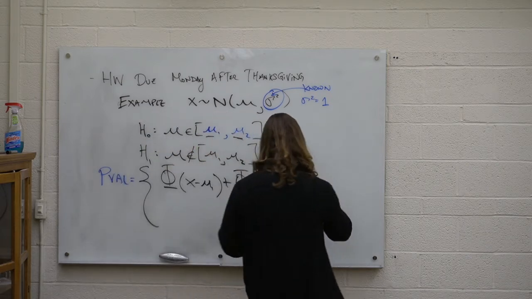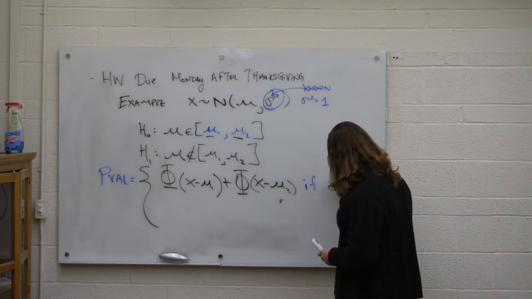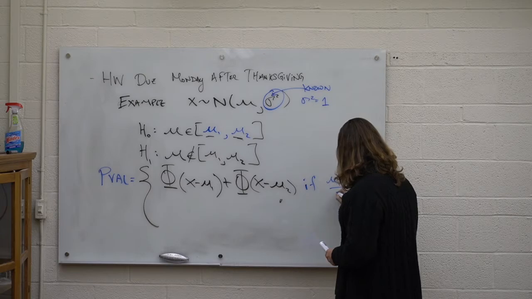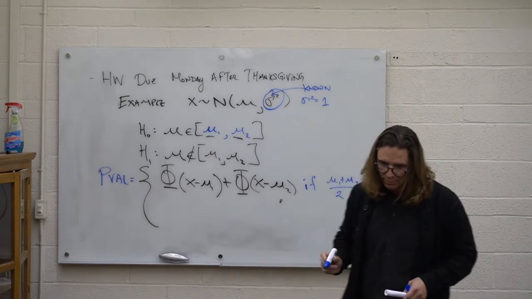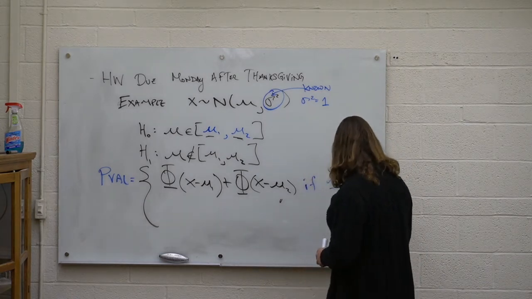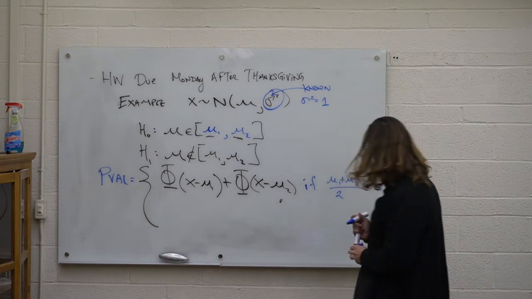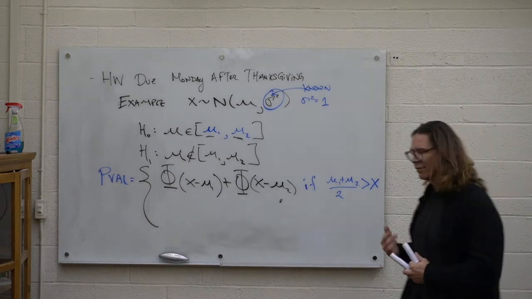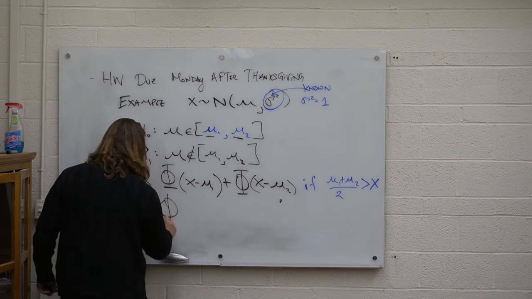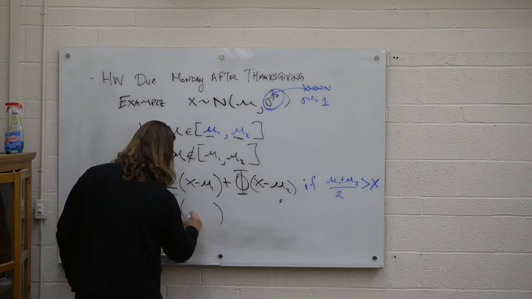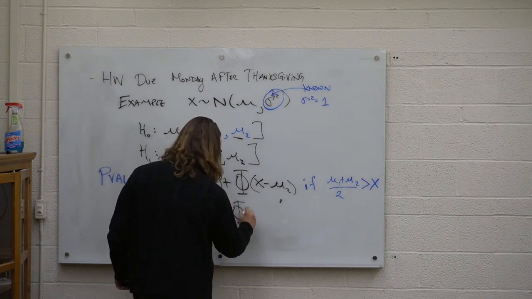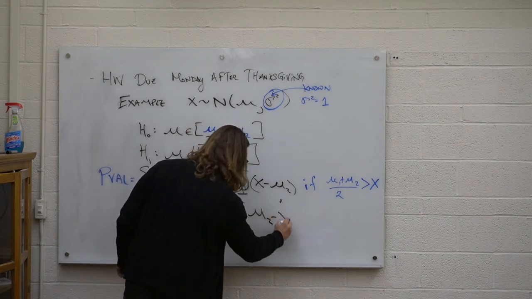And this is going to have some condition. This is if mu1 plus mu2 divided by 2 is going to be greater than x. They have it written a little bit differently in the paper, but that works for us. Or else, it's going to look like this: Phi of mu1 minus x plus Phi of mu2 minus x.